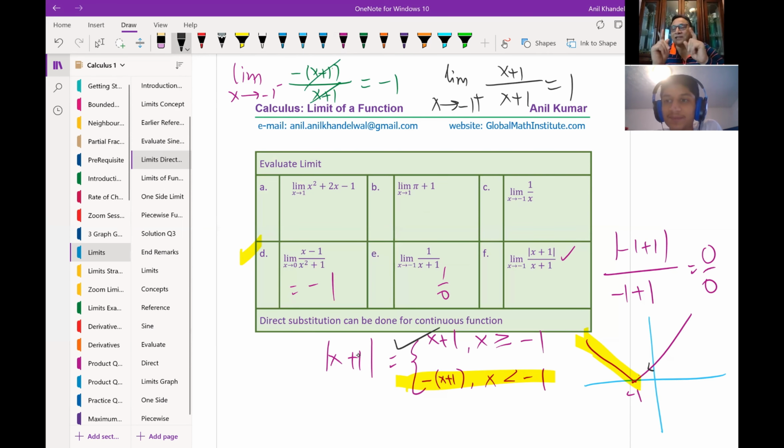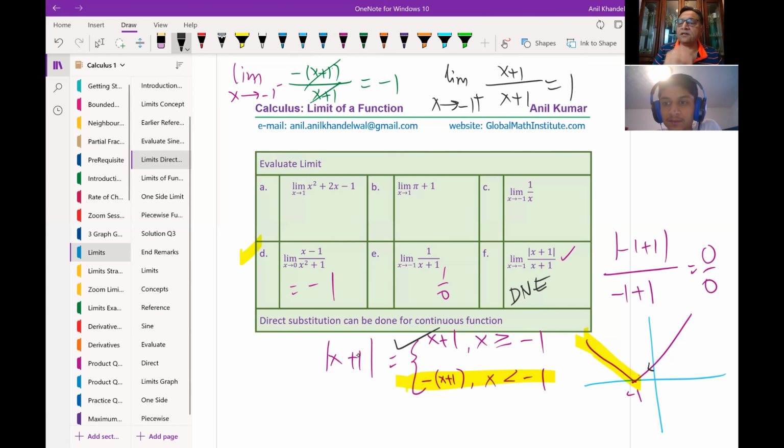So the limit from the left side is not the same as the limit from the right-hand side. Since these limits are not the same, the limit does not exist. You have to write all this to answer this particular question. You get the idea. Yes, sir.